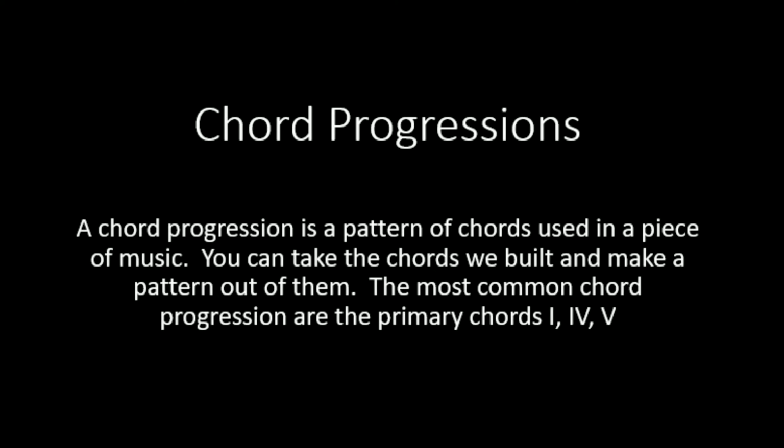A chord progression is a pattern of chords used in a piece of music. You can take the chords we built and make a pattern out of them. The most common chord progressions are the primary chords. Now, these are Roman numerals, but this is 1, 4, and 5. It's very common for chords to be written in Roman numerals, and if the Roman numeral is capital, it signifies a major chord. If it's lowercase, it signifies a minor chord.